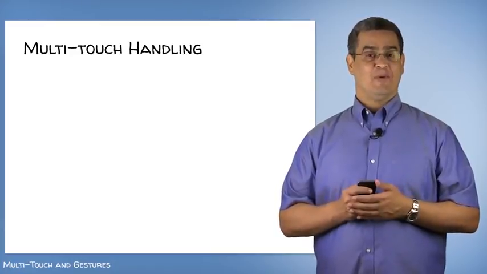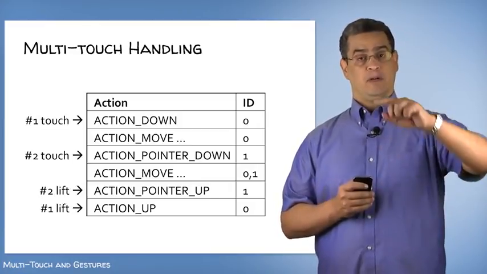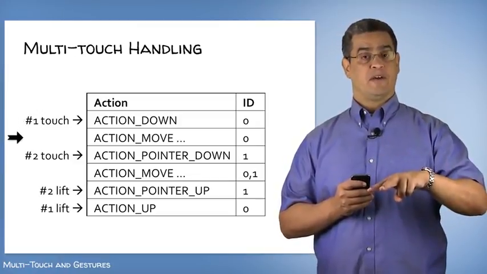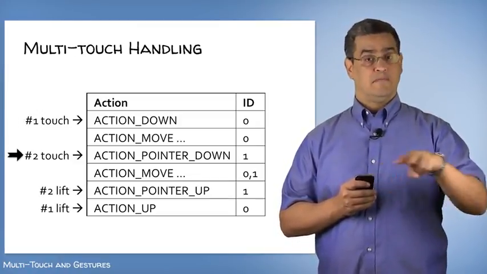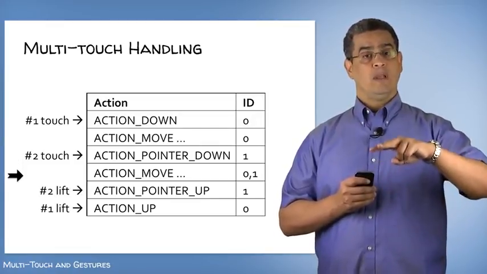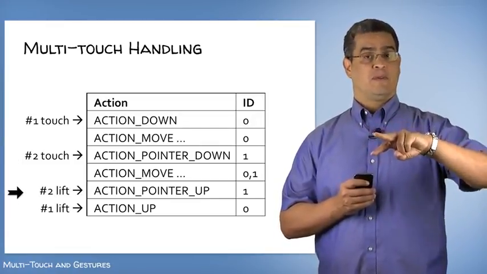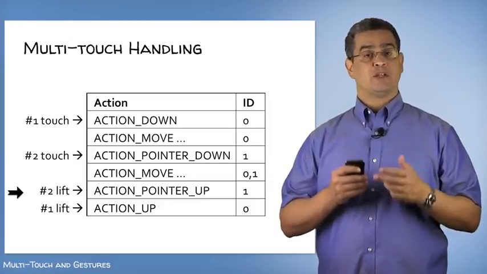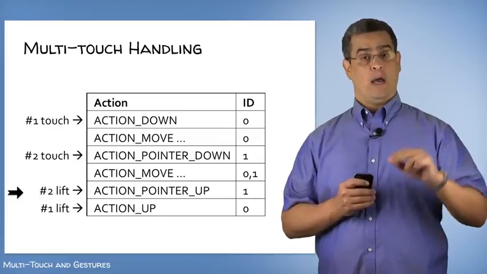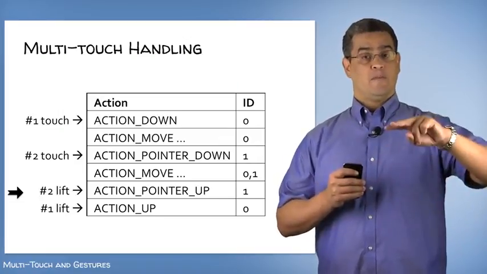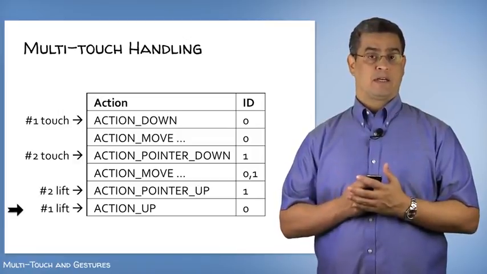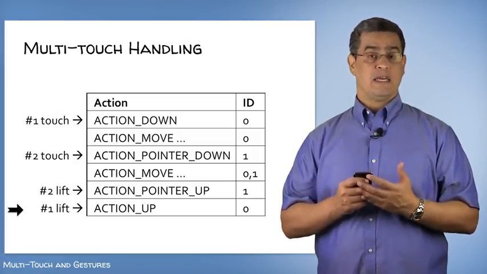In the next example, we'll start as before, putting down the first finger, moving it, putting down a second finger, and then moving those fingers again. But this time, however, we'll lift the second finger first. In this case, we get an action pointer up action associated with pointer ID 1. And then finally, when we lift the last finger, we get the action up action associated with the pointer ID 0.